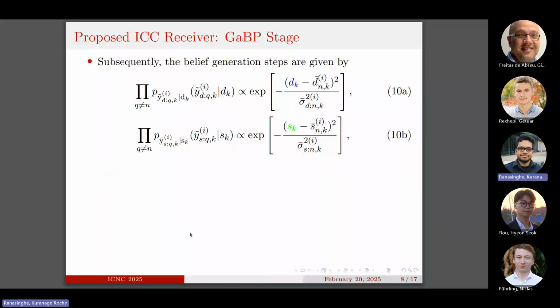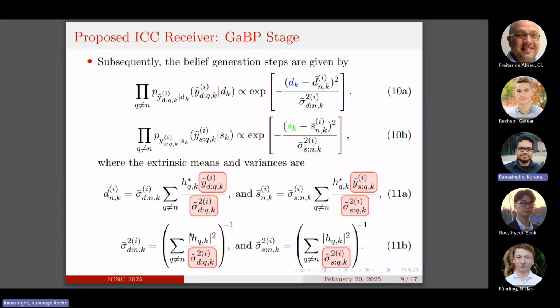So then we can also use the same scalar Gaussian approximation to calculate the belief generation stage's means and variances. These are the extrinsic means and variances, and these are given as follows. What's also a nice thing to notice here is that unlike in the previous SIC stage, we don't use the other components' information here, the prime information of the other variable here.